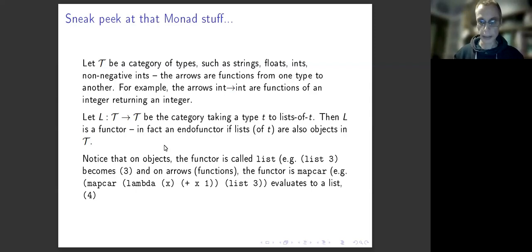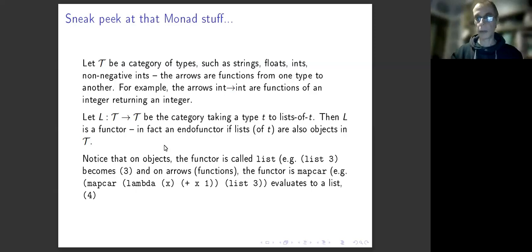And you can see that if we look at a particular instance of the type, like the number 3, if I take (list 3), then I get an instance of a list of integers, namely the list of the integer 3. And you can see, if you think about it, that the functor on the arrows is mapcar, because it takes a function from one integer to another integer and gives you a function of a list of integers to a list of integers, namely by applying that function to every element of the list, as you know mapcar does.